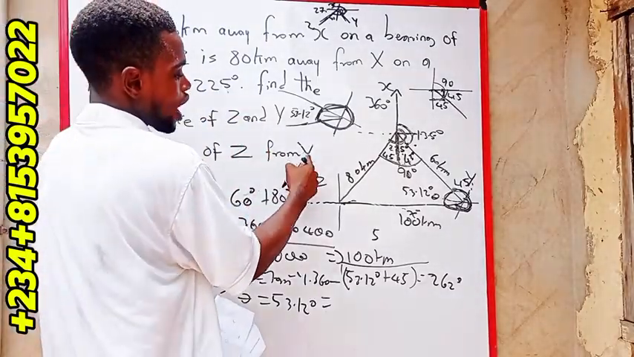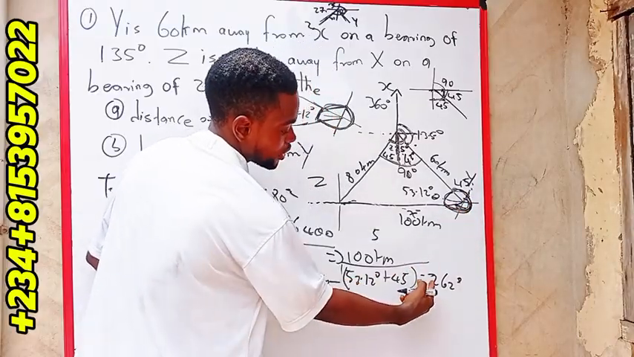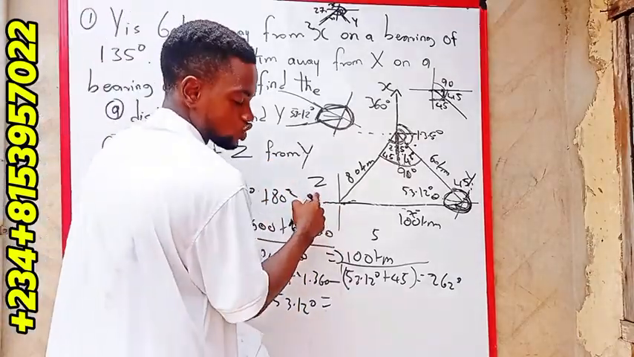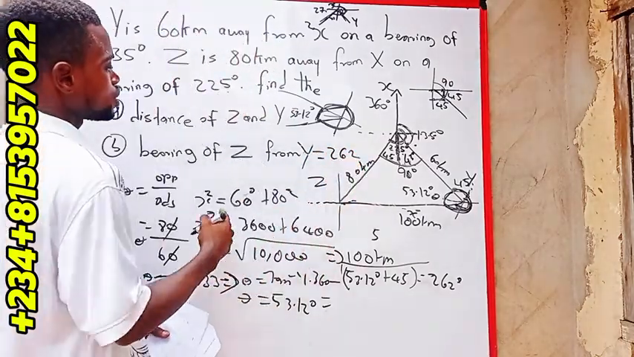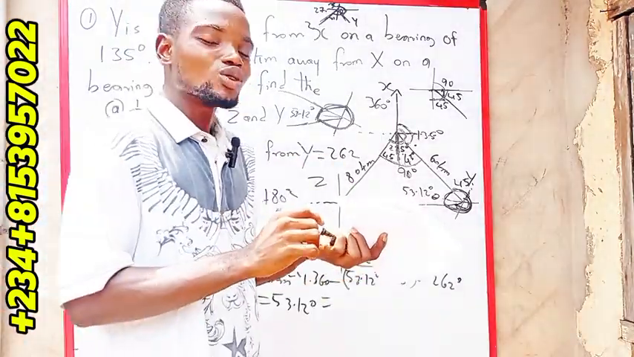So, the person will move from Y under North Pole and stop here at the end of 262. And the person will now go back to the destination. So, this one is 262 and this other one is 100. So it's very easy. Let's look at another question.